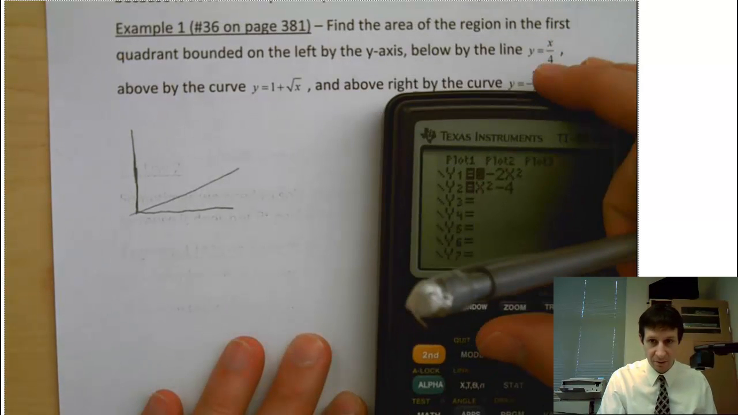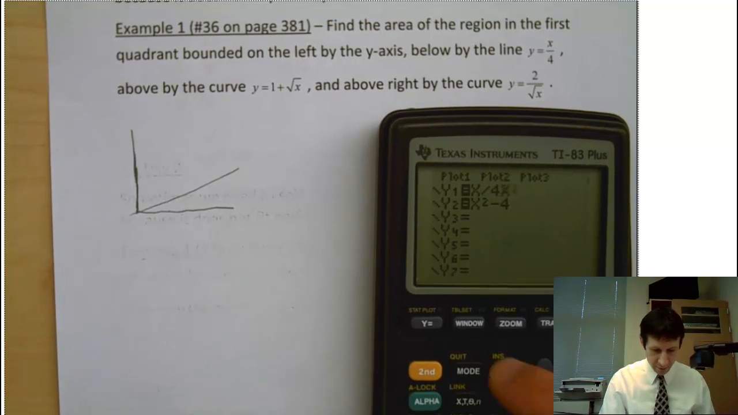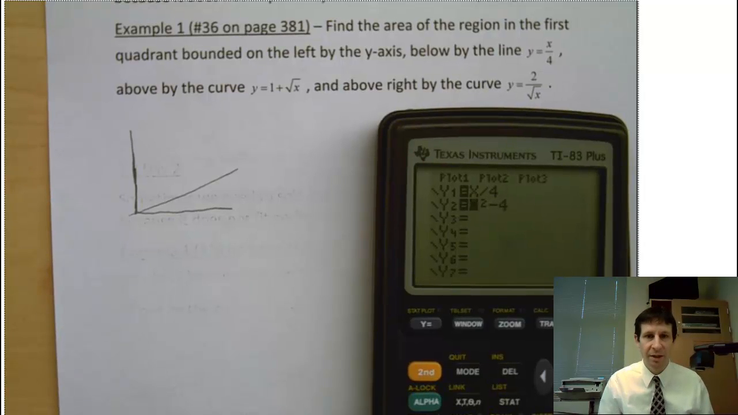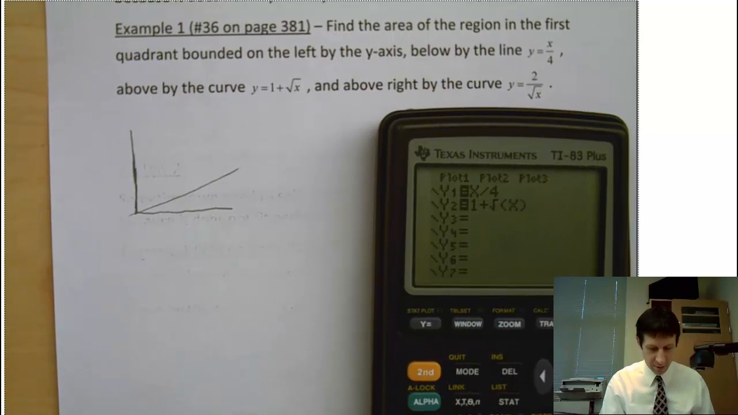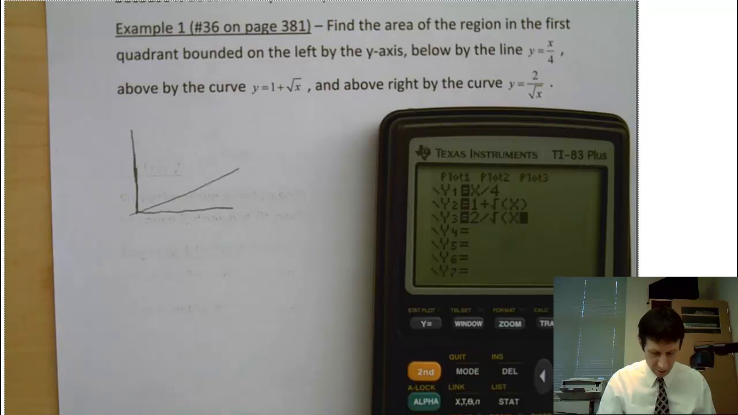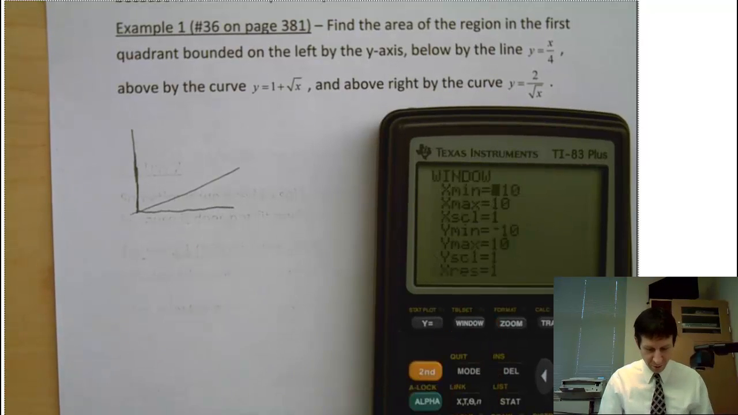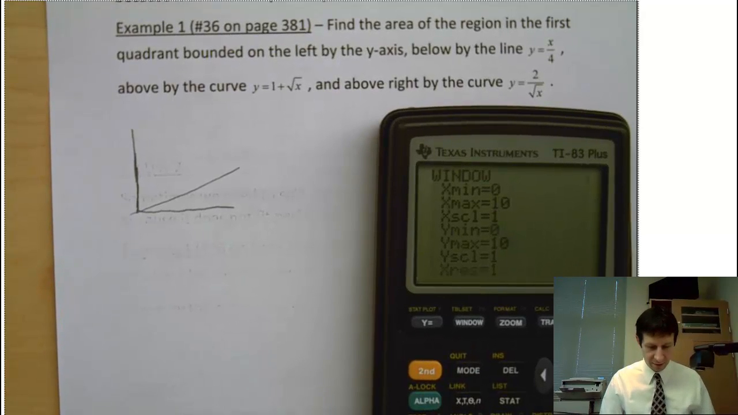So let's move this down a bit. We had the line y equals x over 4. So let's just put x over 4 right here. If we keep reading, it says above by the curve 1 plus root x. And then above right by the curve 2 over root x. Let me change my window. I only care about the first quadrant, so I'm going to go from 0 to 10. That still might be too much. Same thing for the y, 0 to 10. Take a look at our graph.